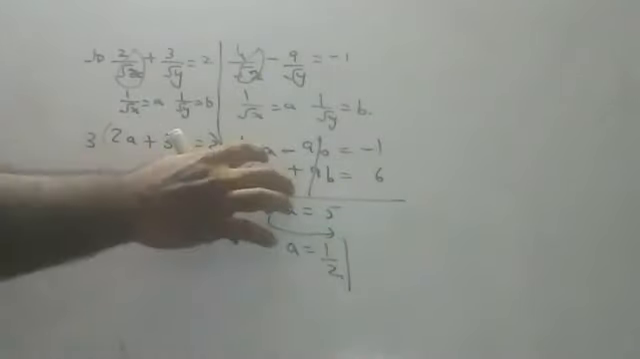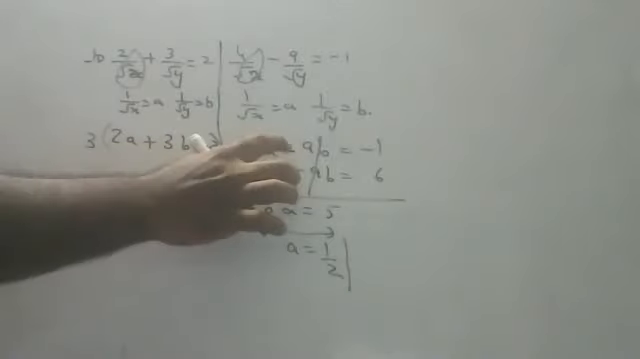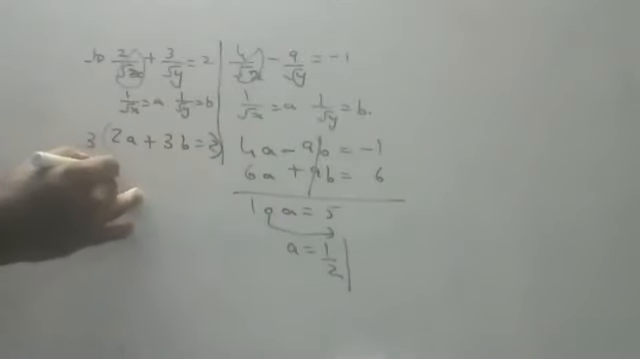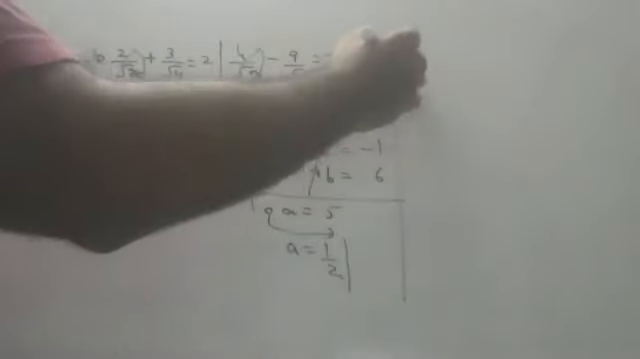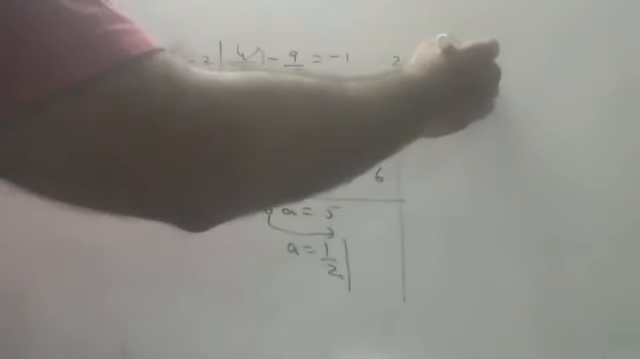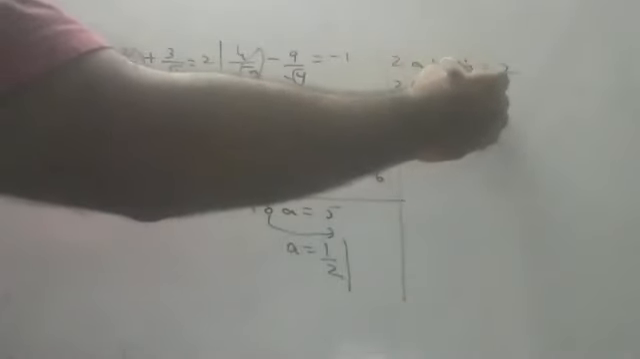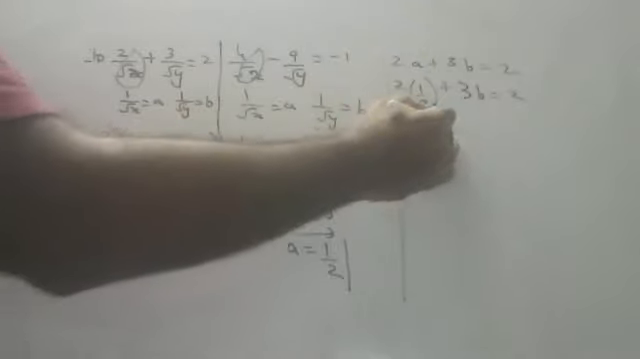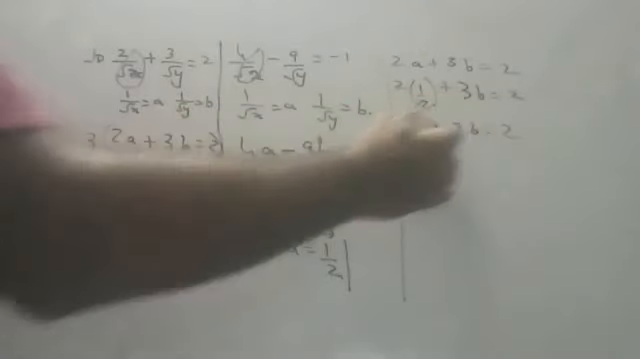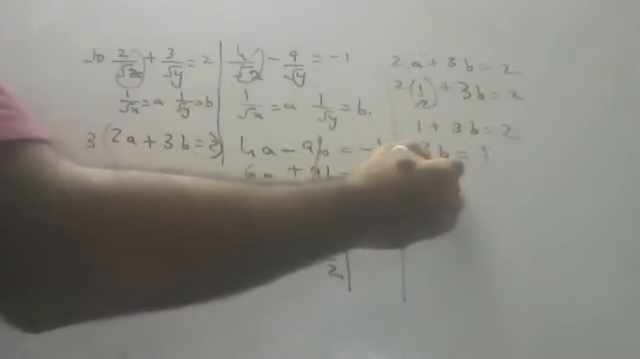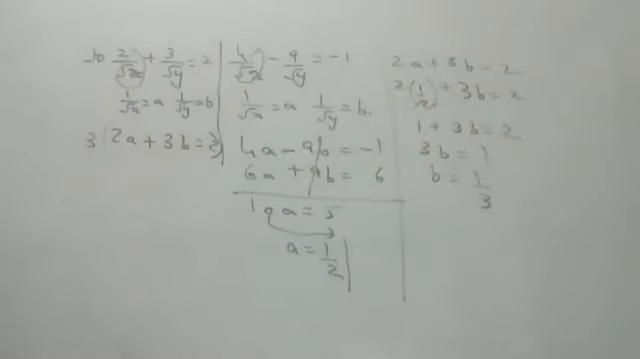Okay. So substituting any one of the equations, either this or this, children, this I'm substituting, please see here. So I'm substituting here. 2a plus 3b is equal to 2. First you find a and b, okay? So 2 into 1 by 2 plus 3b is equal to 2. 2, 2 gets cancelled. 1 plus 3b is equal to 2. 3b is equal to 1. B is equal to 1 by 3.